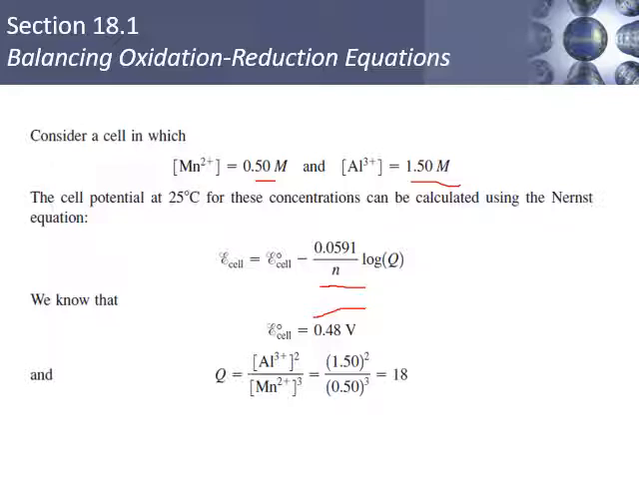To do this, we need the Q value. The one of these that was the product here was the aluminum. So we write 1.5 to the second power over the 0.5, which is the reactant, to the third power, and then just do the math, and it turns out that you should get about 18, and that is going to be your Q, which we now want to take the log of.